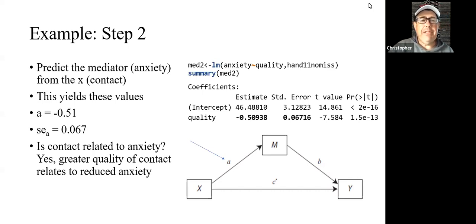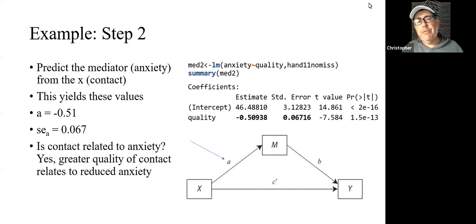So we're simply predicting anxiety from quality of contact. And we get a couple of values. We get A, which is the coefficient. And we also get the standard error of A. And you can see that that's listed right next to the estimate, with a value of 0.06716. Those are going to be values that we're going to use in future calculations.